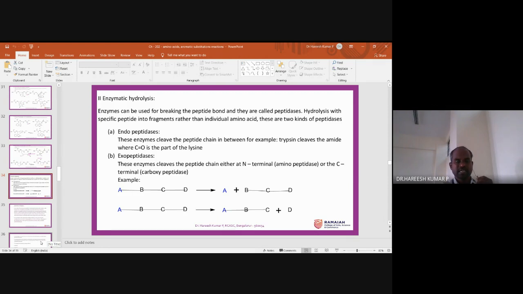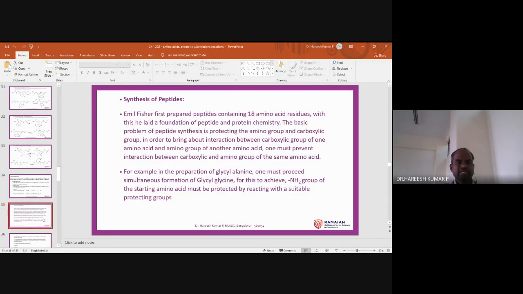So the difficulties in peptide synthesis, and to overcome the difficulties, a strategy with key steps. What are the steps involved in the synthesis of a peptide or protein? With this, I will go to the next slide, which will give you information about the synthesis of peptides. Emil Fischer is the scientist who first prepared a peptide containing 18 amino acid residues. With this, he laid the foundation for peptide and protein chemistry.